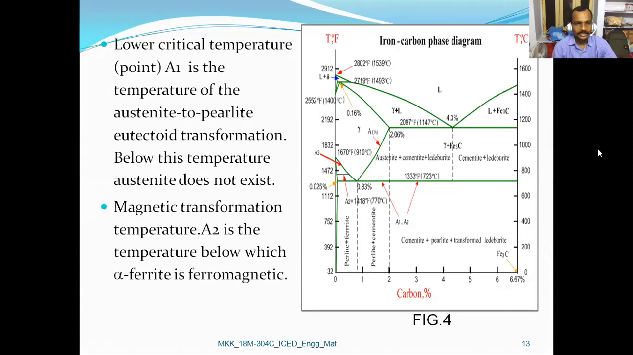And the magnetic transformation temperature is known as A2. Here we are able to see A2 at 1418 Fahrenheit, nothing but 770 degrees centigrade, or 723 here. At the A2 temperature, magnetic transformation occurs, and this A2 is the temperature below which alpha ferrite or alpha iron is a ferromagnetic material.